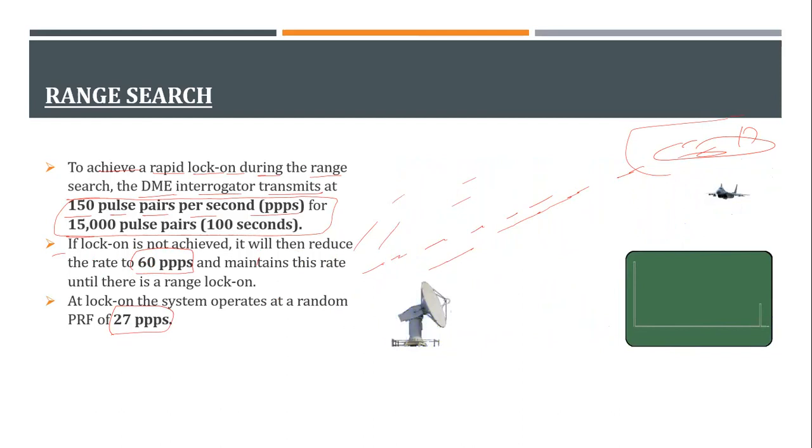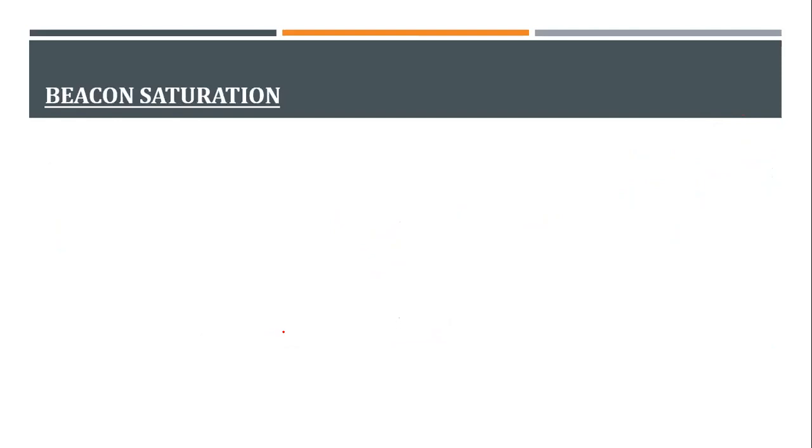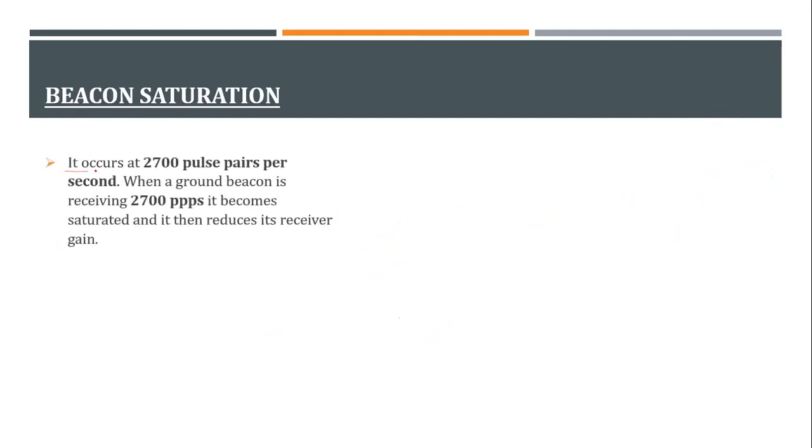And now you can see we are getting to the point. It takes 4 to 5 seconds in modern equipment to do the range search. And now we'll get to the peak situation. We just realized right now that it occurs at 2700 pulses per second.